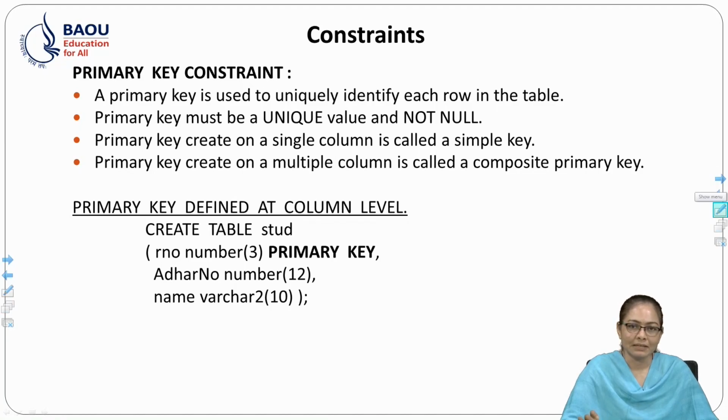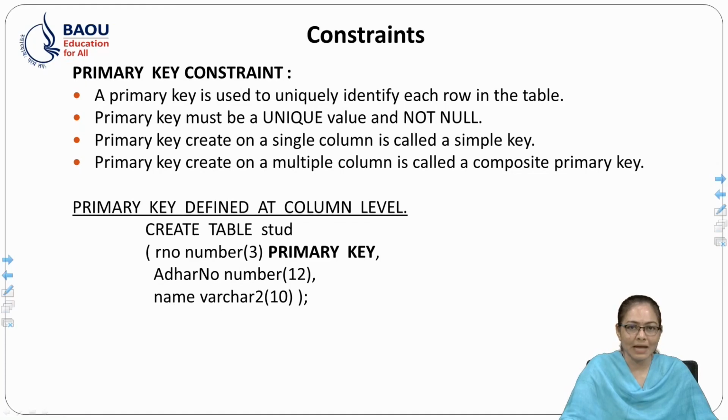See the primary key defined at a column level. Here the primary key is defined at the time the column is declared. Create table student, where student is the table name. In the bracket, roll number is the column name. Roll number contains only numeric values, so its data type is number and size is 3. It is a primary key, meaning the data in the roll number column cannot be repeated or duplicated or be null. It contains unique data.